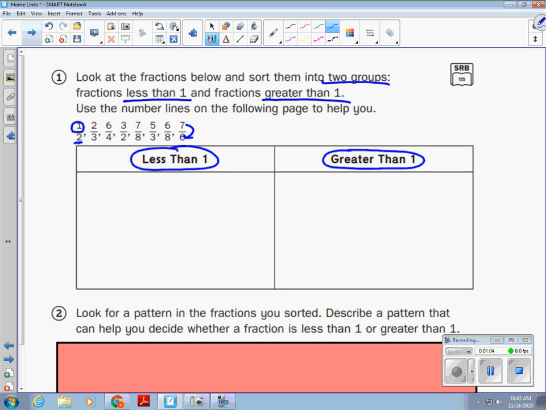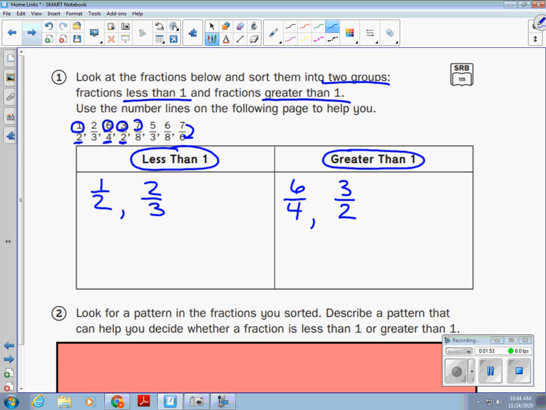So let's look at the first one, 1/2. Okay, 1/2, the numerator is less than my denominator, so it's going to be less than 1. 2/3, the numerator is less than my denominator, so 2 is less than 3, so it's going to be less than 1. 6/4, my numerator is greater than my denominator, so 6/4 is going to be greater than 1. 3/2, my numerator, which is 3, is greater than my denominator, which is 2, so it's going to be greater than 1. So 3/2 is greater than 1.